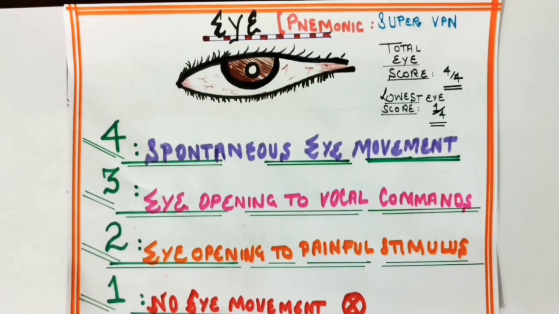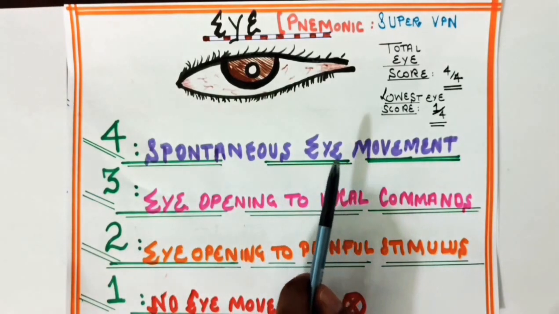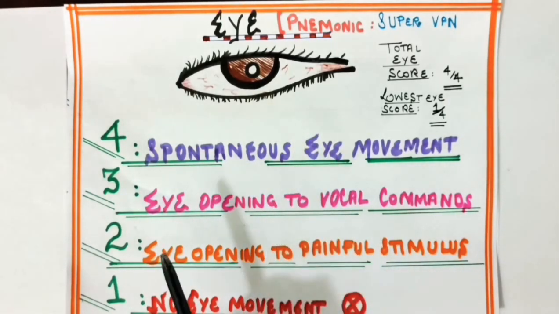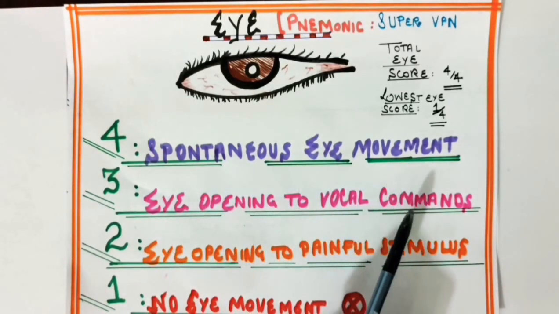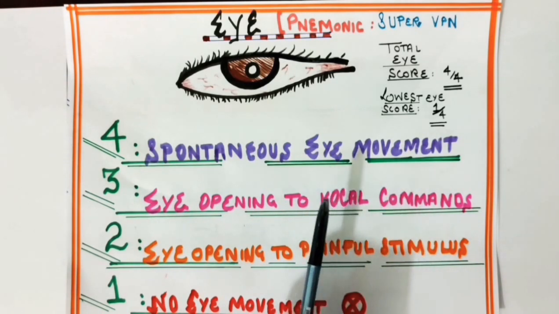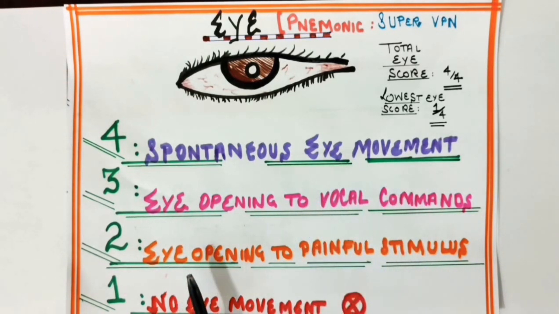What's going to give the patient a score of 2 by 4? A 2 by 4 score means that the patient has eye opening to painful stimulus. The patient does not open his eyes at his own will, and is not opening his eyes to vocal commands of the doctor or the practitioner. The patient is opening his eyes only to a painful stimulus given anywhere on the body. That's going to give a patient a score of 2 by 4.